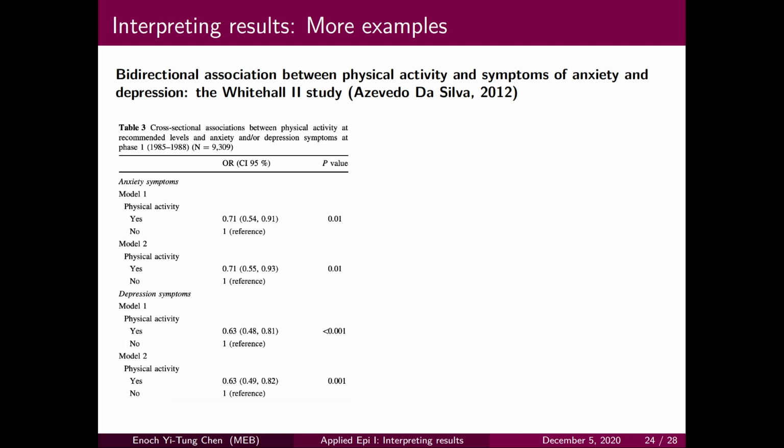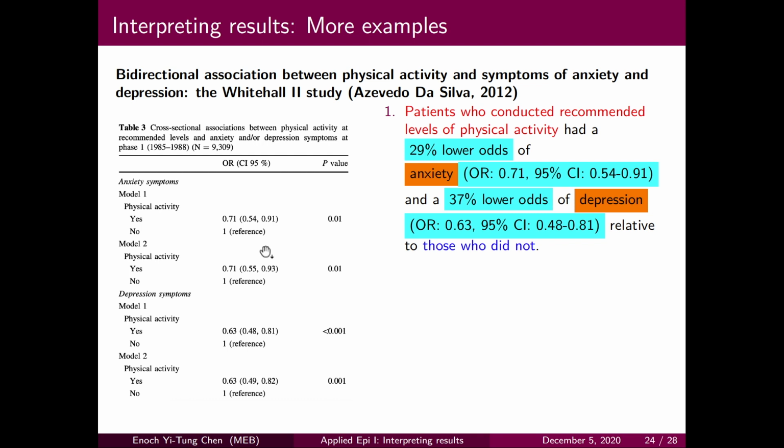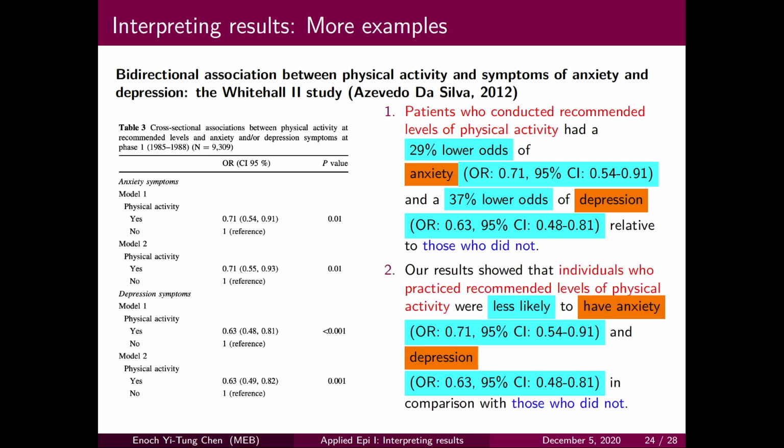Another example here is about physical activity and anxiety. The exposure is physical activity and the outcome is anxiety and depression. Let's focus on this cell, 0.71. Then the interpretation would be patients who had physical activity had a 29% lower odds, because 1 minus 0.71, of having anxiety compared to those who did not. Second, it's just the same interpretation. Take a look on your own later when you look into the slides.